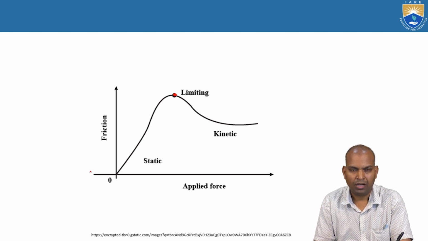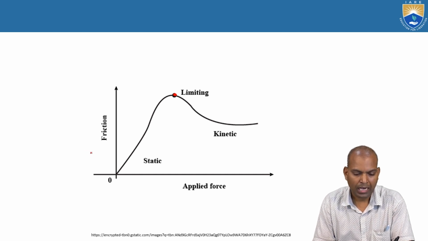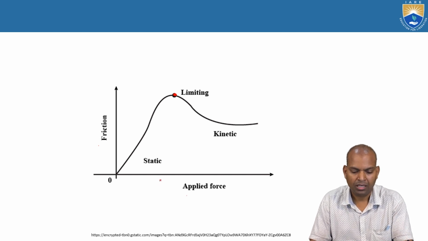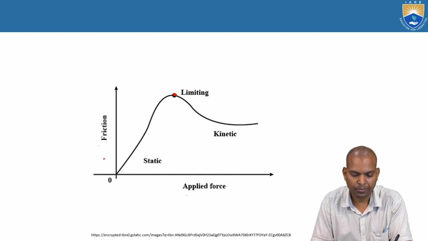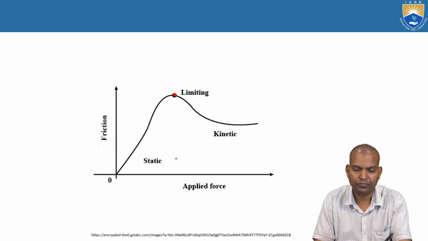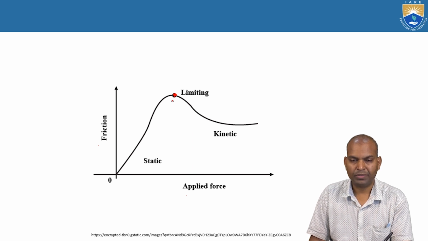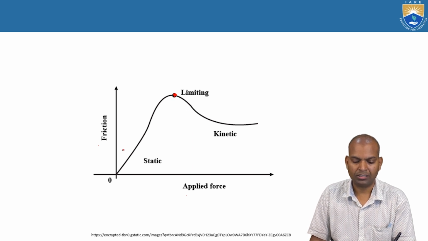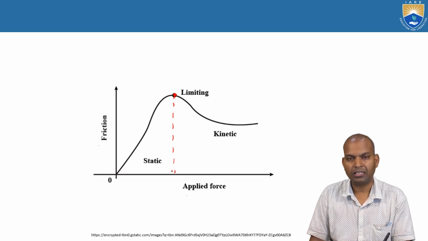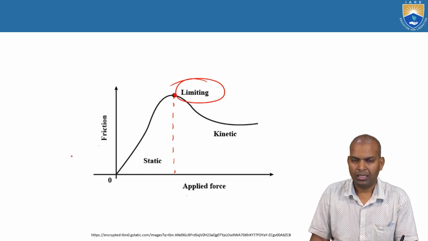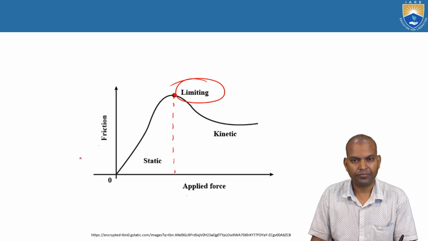This diagram shows the relationship between static friction, kinetic friction and limiting friction. The applied force, the thrust, is on the x-axis, and friction is the dependent parameter while the applied force is independent. There are two friction forces, static friction force and kinetic friction force. From this figure, we can understand that the value of the limiting friction is always more than the kinetic and the static. The junction between the static and kinetic is the limiting friction force.